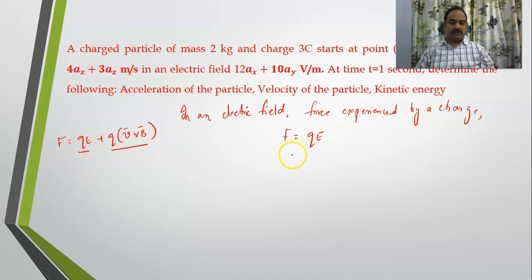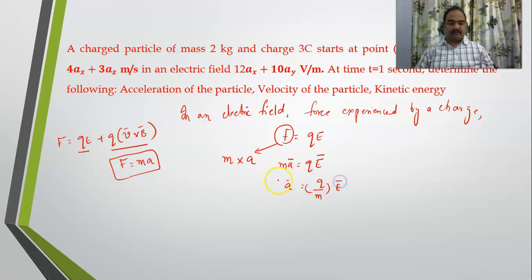Now, F is equal to QE, and the same force in kinematics can also be written as mass into acceleration. I think you do remember this equation. F is equal to mass into acceleration, which you might have studied in your plus 2. So now I will equate these two. Ma is equal to QE. Acceleration is a vector, E is a vector. Try to remember that one. So a is equal to Q by m into E bar. So this is the expression for acceleration.